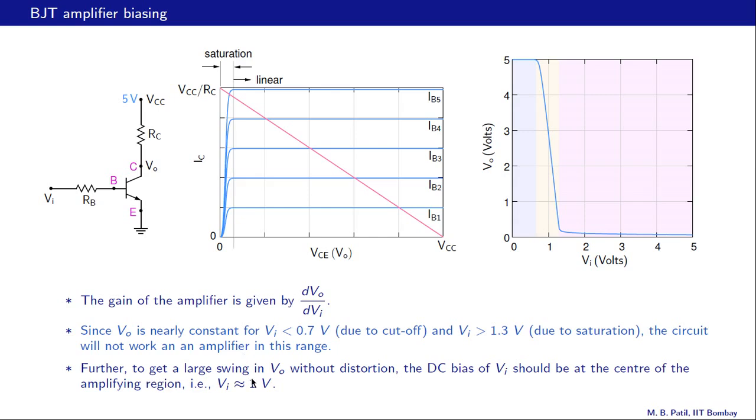Further, to get a large swing in VO without distortion, the DC bias of VI should be at the center of the amplifying region. So this is the amplifying region where we have a good large enough slope dVO/dVI, and we now are saying that we should not only operate in this region, but we should operate somewhere at the center of this region. And this point will become more clear in the next slide.